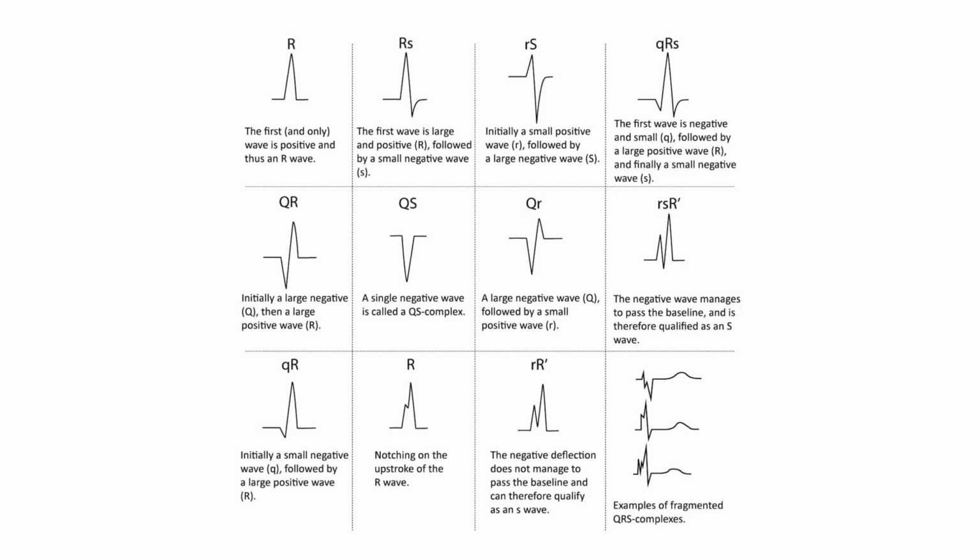So if there's no Q, then the first wave upwards is still called the R, right? So here, for instance, you have an R, and then you get the S, but you have no Q. So RS. Sometimes this one goes up again. So RSR, and this is something we see, for instance, in right bundle branch block or left bundle branch block in V6.